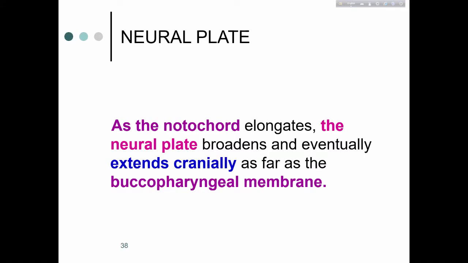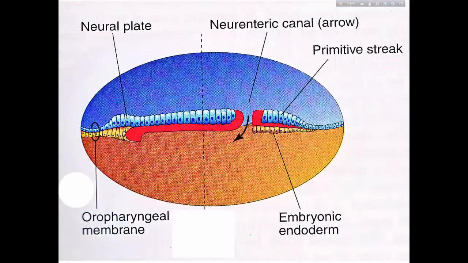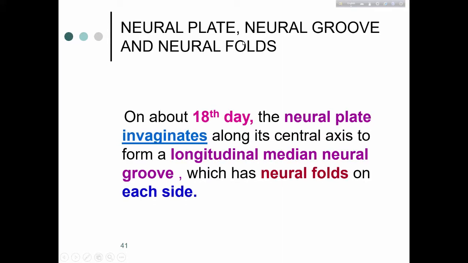So as the notochord elongates, the neural plate broadens and eventually extends cranially as far as the buccopharyngeal membrane. Now neural plate, neural groove, and neural folds. So we know about the neural plate, and we will know about the neural groove and then neural folds. So on about the 18th day, the neural plate invaginates.